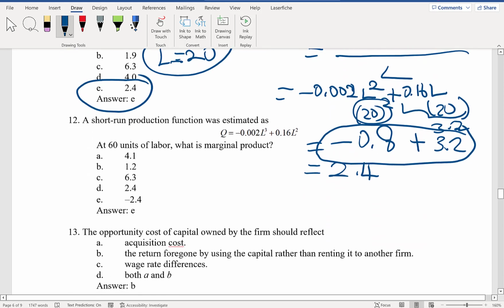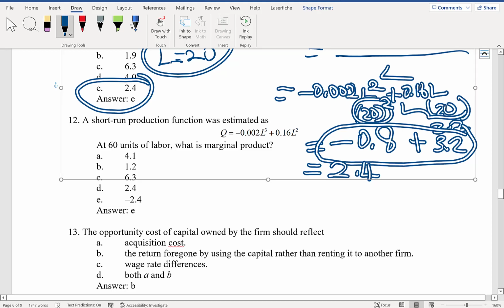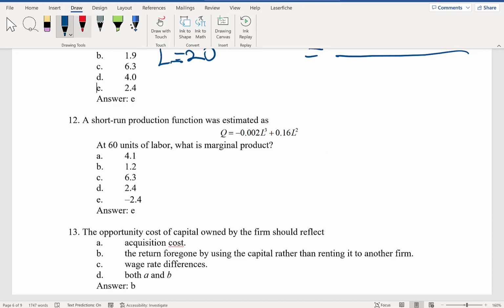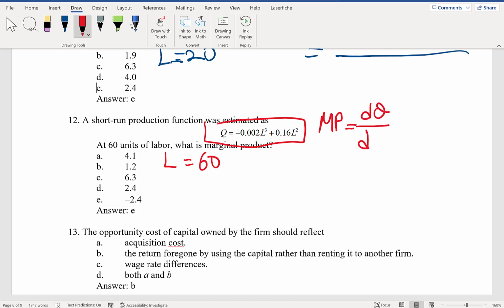Okay, question 12 is related to these. Let's get rid of this one. In the same short-run production function, cubic form, at 60 units of labor, what's the marginal product? Marginal product of labor is defined as the change in quantity, the first derivative with respect to labor, when you change the labor by 1 unit. So I'm going to take the first derivative of this total product with respect to labor.